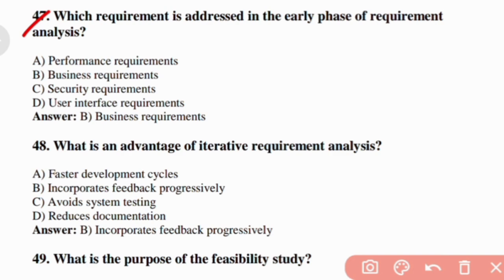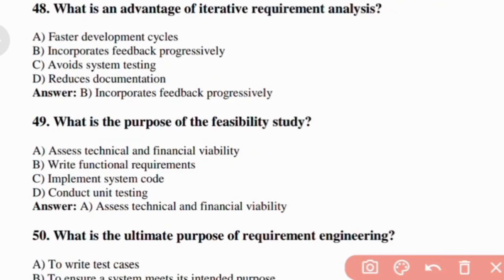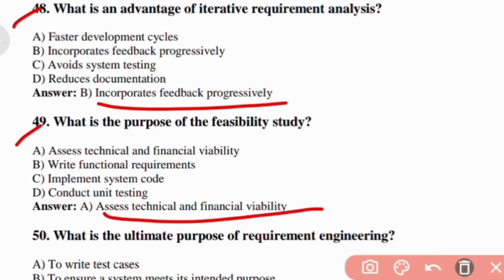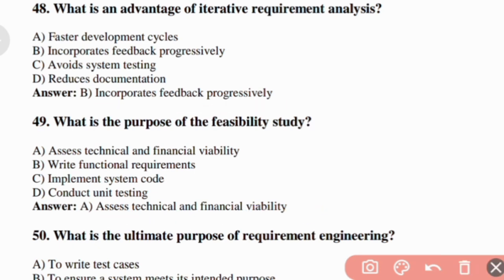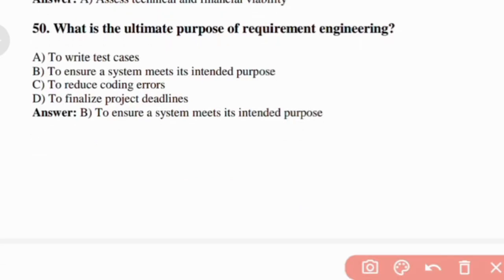Which requirement is addressed in the early phase of requirement analysis? Business requirements. What is an advantage of iterative requirement analysis? Incorporates feedback progressively. What is the purpose of the feasibility study? Assess technical and financial viability. What is the ultimate purpose of requirement engineering? To ensure a system meets its intended purpose.